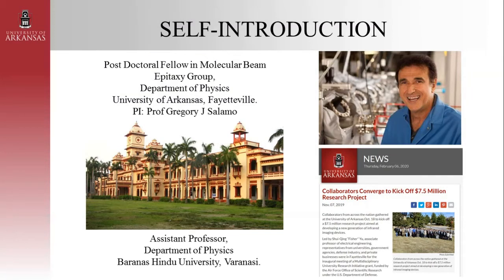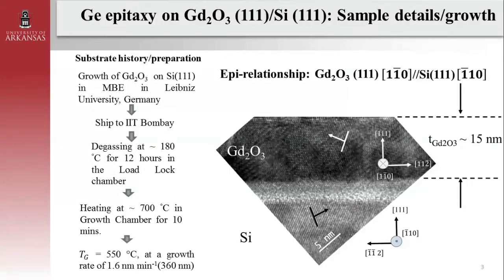Okay, now let us move quickly into the topic. So this is how epitaxy of germanium is done on the gadolinium oxide silicon system. The gadolinium oxide epilayer was grown on silicon 111 by MBE.